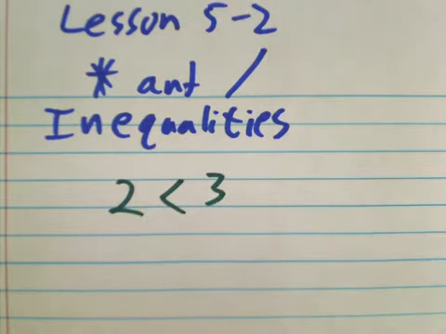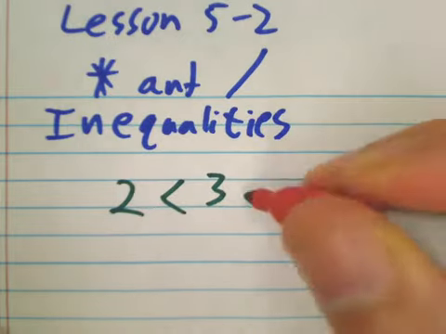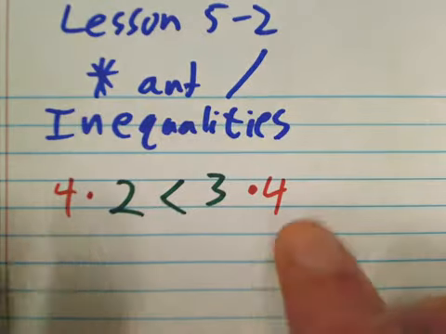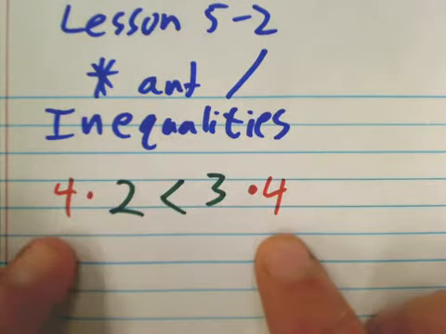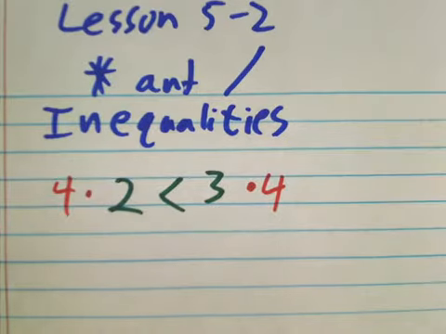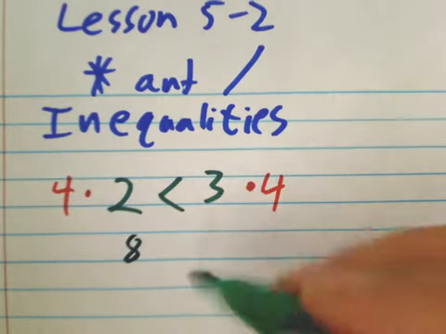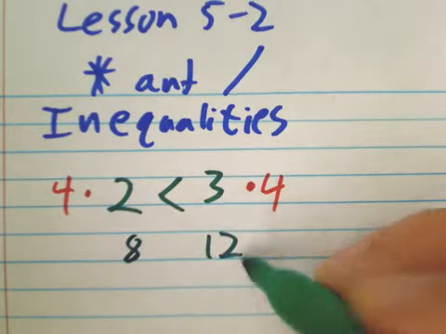So let's say I have something like 2 is less than 3. I'm talking about multiplying and dividing. So let's multiply both sides by 4. I'm going to multiply this side by 4 and multiply this side by 4. Before, we could multiply both sides without even thinking about it. You just multiply by whatever you need to. And this is actually going to work out well as well. 4 times 2 is 8, and 3 times 4 is 12.